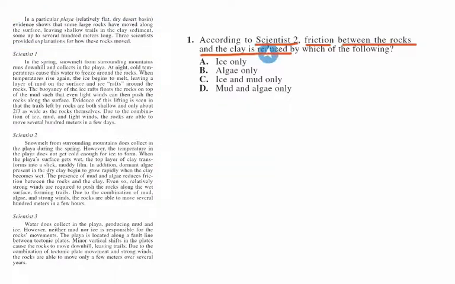Question 1, according to scientist 2, friction between rocks and clay is reduced. We just read about this and annotated it. And it says it's reduced between mud and algae. The mud and algae reduces friction. So our answer will have to be choice D, mud and algae.